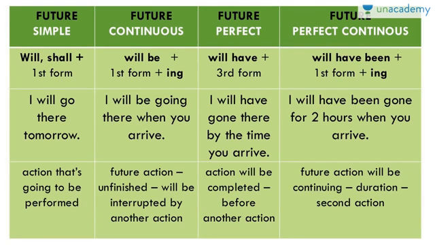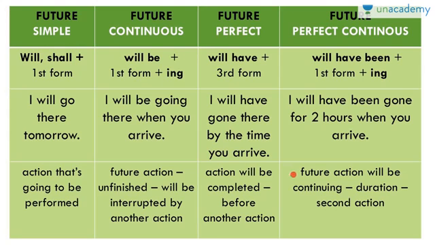Then we use the future simple tense to talk about actions that are going to be performed, that have not yet occurred but will happen in the future. In this case, you'll add a will or shall to the sentence, and then you'll use the first form of verb. For example, I will go there tomorrow. The future continuous tense, in this case, you're talking about an action and you're talking about another action. So you're again talking about two actions that are going to happen in the future, and the first action will be interrupted by the second one. For example, I will be going there when you arrive.